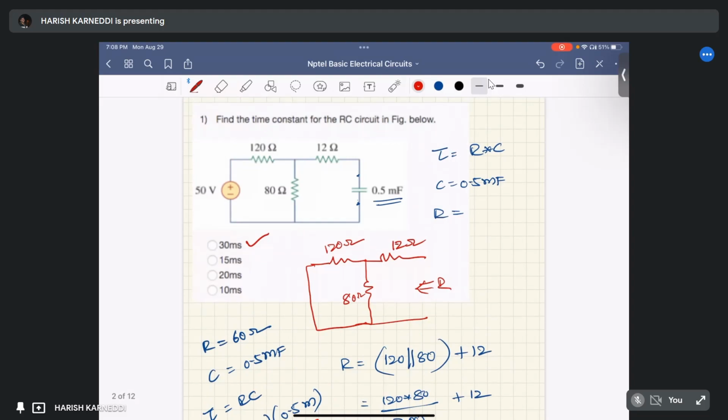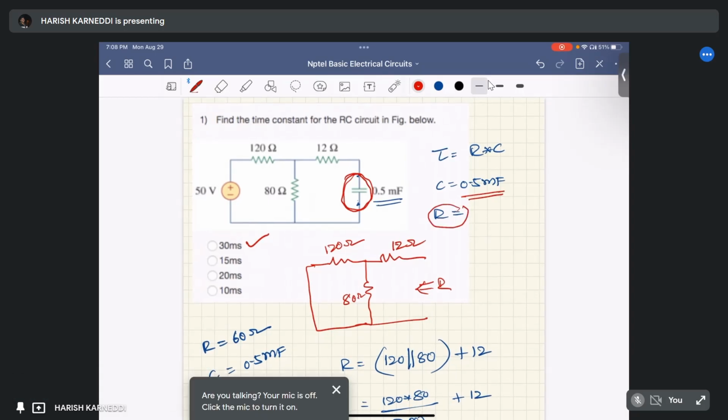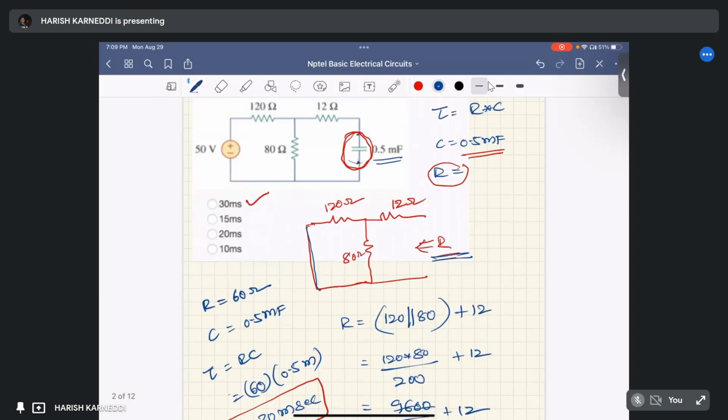There is one component, a storage device. Only one capacitor was there, so C equals 0.5 millifarad, and we have to find out this R. The R is the resistance seen from the capacitor terminals, just what we calculated here. So we replace the voltage source with an equivalent resistance. This 120 and 80 ohms are connected in parallel, in series with 12 ohm.